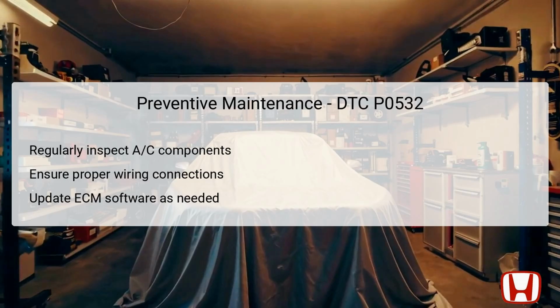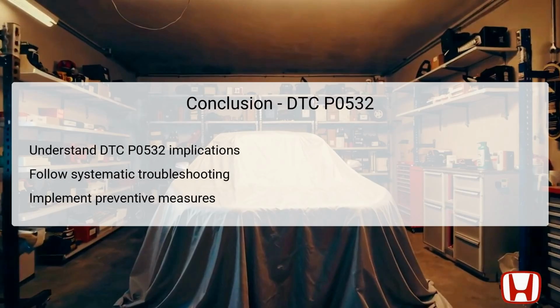repairs down the line. In conclusion, the DTC P0532 indicates a crucial malfunction within the AC pressure sensor circuit, emphasizing the need for thorough diagnostics. Understanding the role of the AC pressure sensor and its significance within the air conditioning system is paramount for effective troubleshooting. Following a systematic troubleshooting approach is essential to correctly identify the root cause, be it a failed component, wiring concerns, or an ECM-related malfunction.